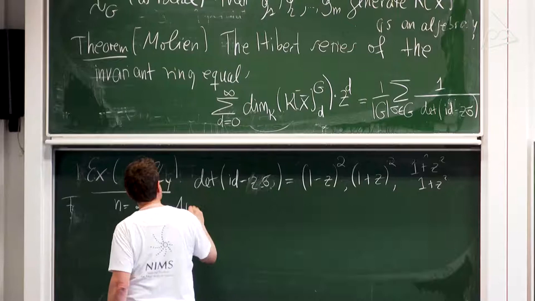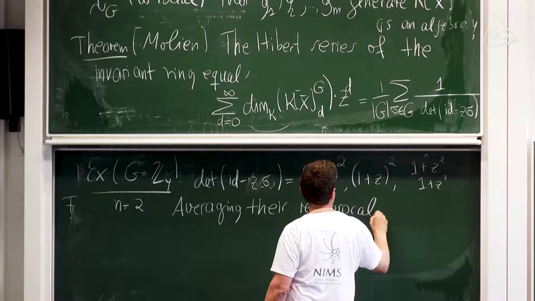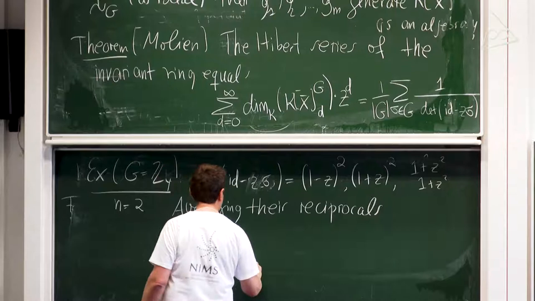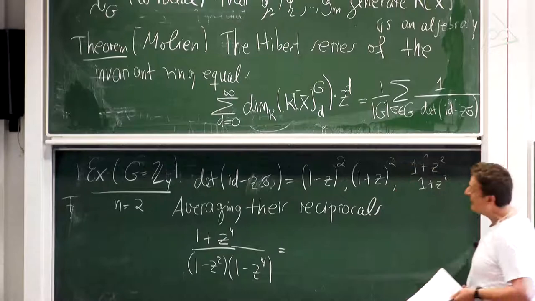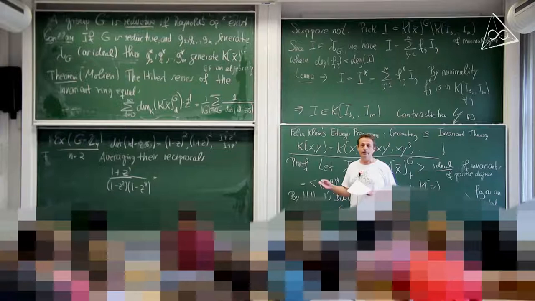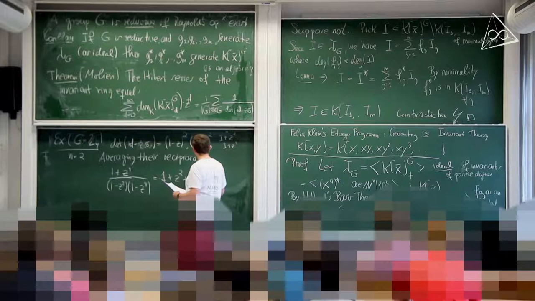So now we average the reciprocals. We take 1 over each of these, we add it up, and then you simplify, and you get 1 plus z to the fourth over (1 minus z squared)(1 minus z to the fourth). So that's the rational function. And according to Molien, this is the Hilbert series of the true invariant ring. So you can calculate this before you know any invariants at all, right? You know that this goes 1 plus z squared plus 3 z to the fourth plus 3 z to the sixth, and so on, right?